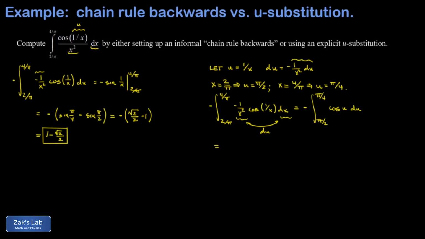Then I guess the antiderivative of cosine u, which is sine u. And we evaluate across the limits of integration. And I end up in the same spot I did before in the informal approach. And this simplifies to 1 minus square root 2 over 2. And the answer agrees.